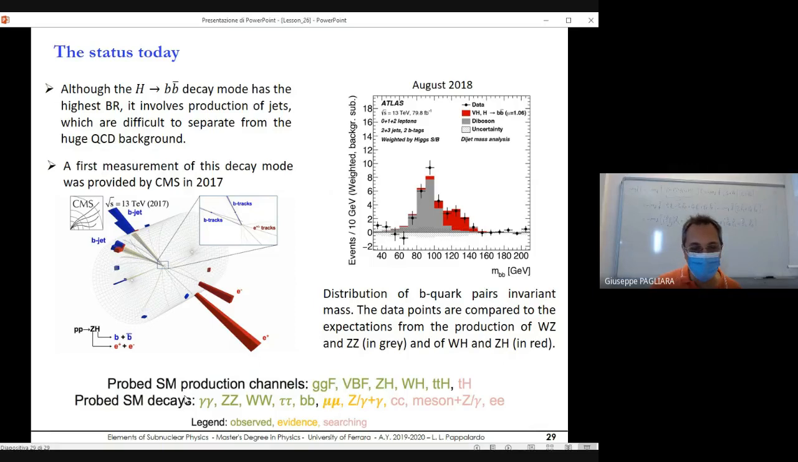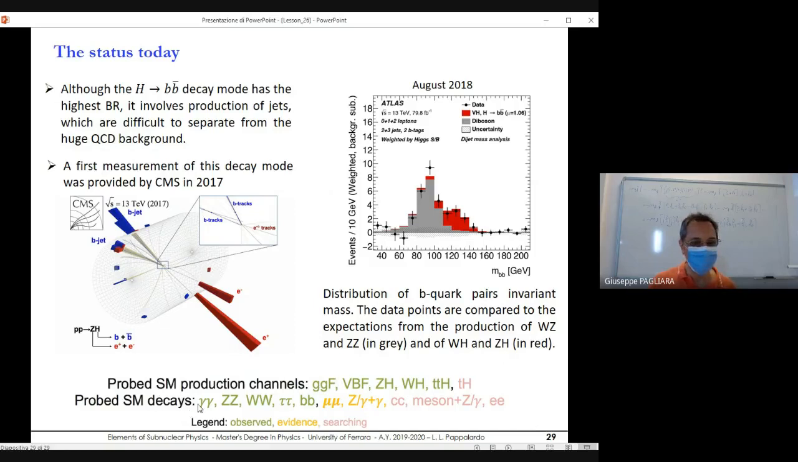Now, to conclude, the probes for the production of the Higgs at the Large Hadron Collider are those that I was mentioning before: gluon fusion, electroweak fusion, Higgs strahlung from the Z and the W, and associated production with top pairs. And these are all checked experimentally. What is still missing is the associated production with a single top.